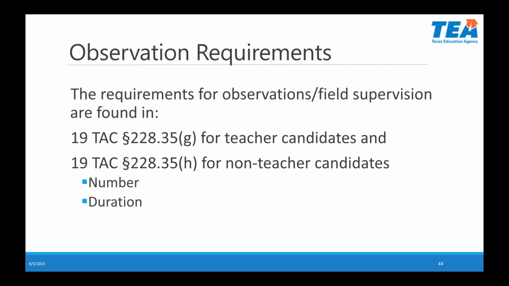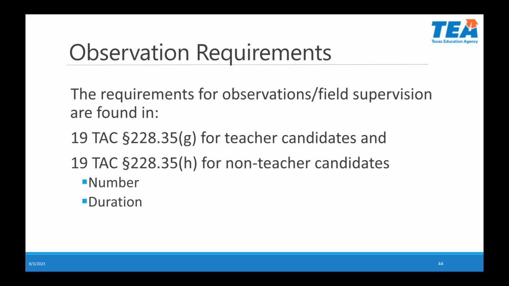For your reference, the observation schedules for teacher and non-teacher candidates are found in 19 TAC 228.35(g) and (h), respectively. Teacher observations must be 45 minutes or longer in duration. However, for non-teacher candidates, there's more flexibility. The TAC requirement for non-teacher practicums allows a minimum of 3 observations that must total at least 135 minutes, which is equivalent to 3 45-minute observations.